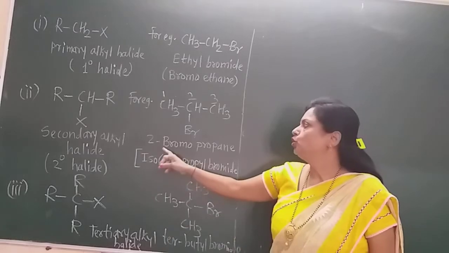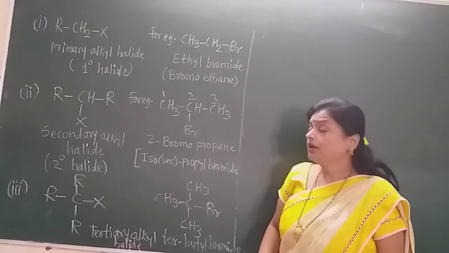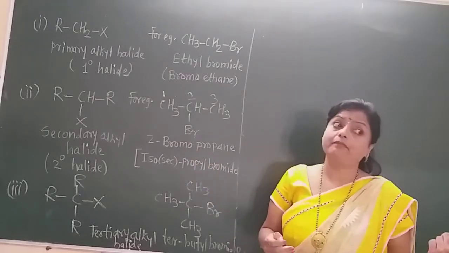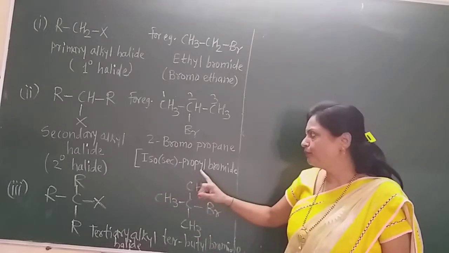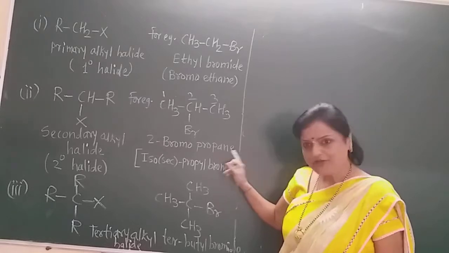So it is 2-bromopropane because there are 3 carbon atoms. Now this 2-bromopropane is its IUPAC name. But what is the common name? Iso or secondary propyl bromide. This is common and this is IUPAC.